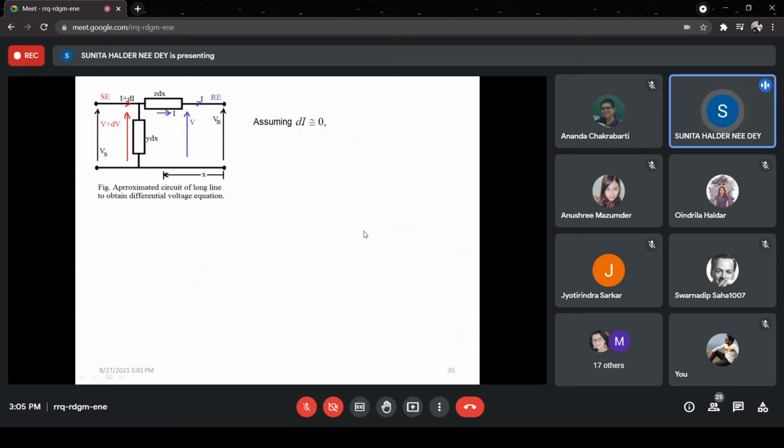Now, if we want to find the expression of dV, then dV is nothing but I into Z dx. So dV is Z dx into I. From there we can get the expression of dV by dx.